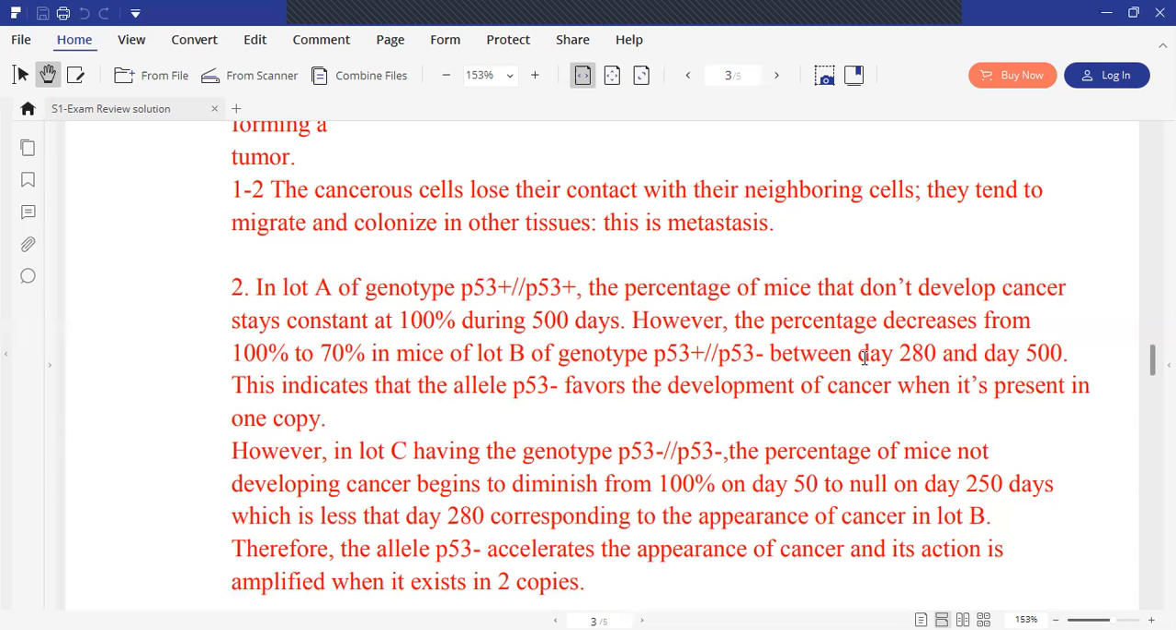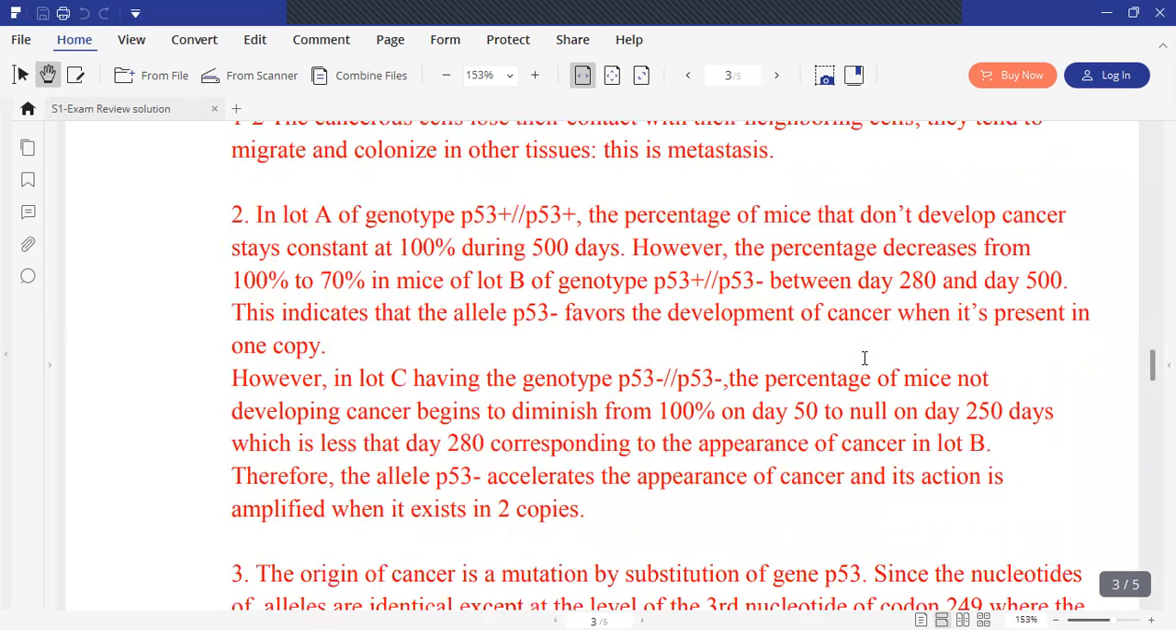in one copy. Whereas in lot C, having genotype p53 minus, the percentage of mice not developing cancer begins to diminish from 100% on day 50 to about 0 on day 250, which is earlier than day 280, the appearance of the cancer in lot B. Therefore, the allele p53 minus accelerates the appearance of cancer, and its action is amplified whenever it's present in the homozygous state, in 2 copies.